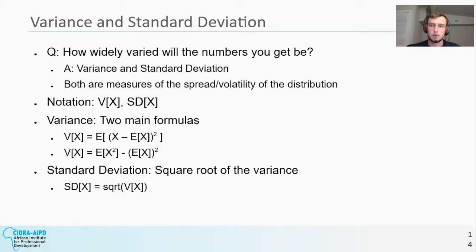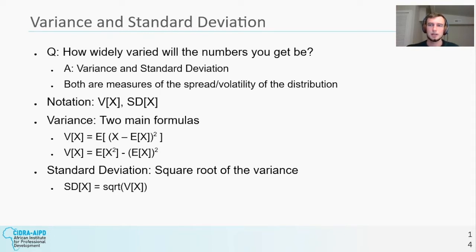Notation-wise, we're going to call variance capital V of X and standard deviation SD of X, where again, capital X represents some random variable. For variance, there are two main formulas. These are actually the same formula, just rewritten using some math tricks. You don't have to know how. There are just two different formulas.